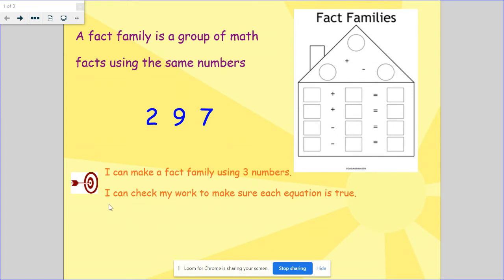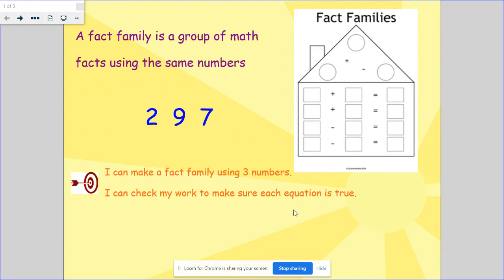The second thing I'm going to think about is, I can check my work to make sure each equation is true. That means when I make these fact families today, I really need to think about, as I put these numbers in here, is the equation true? Or is it equal on both sides of that equal sign?